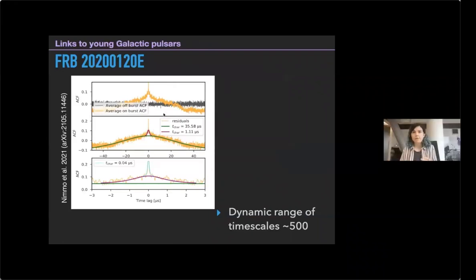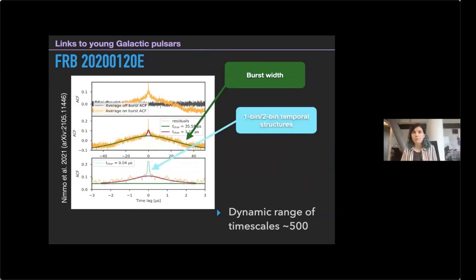From this 30 nanosecond profile, we compute the autocorrelation function in time to measure different time scales that are seen in the profile. We have a time scale that's consistent with the burst width in time. We have a time scale that's about 1 or 2 bins, which is consistent with the really short features that you can see in the high time resolution profile. But then we also have this intermediate time scale that's about a microsecond.